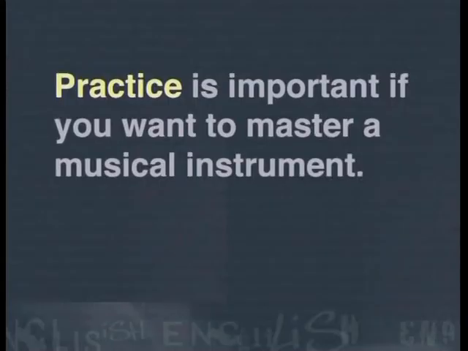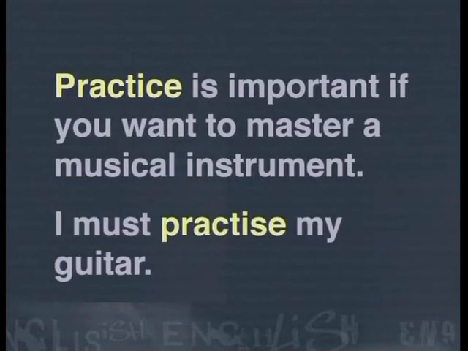In sentences, you'd use them like this. Practice is important if you want to master a musical instrument. In this case, practice is an activity. Because it is a noun, it is spelt with a C. In the next sentence, practice is used as a verb. I must practice my guitar. Here, practicing the guitar is something that I must do. As it's a verb, it's spelt with an S.